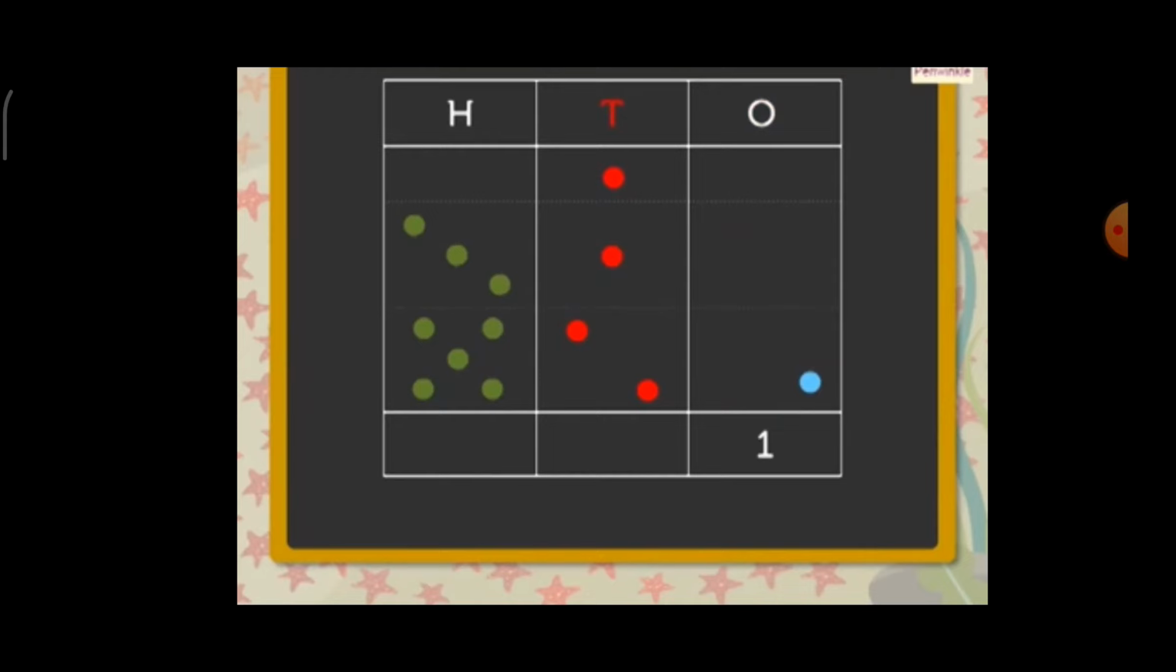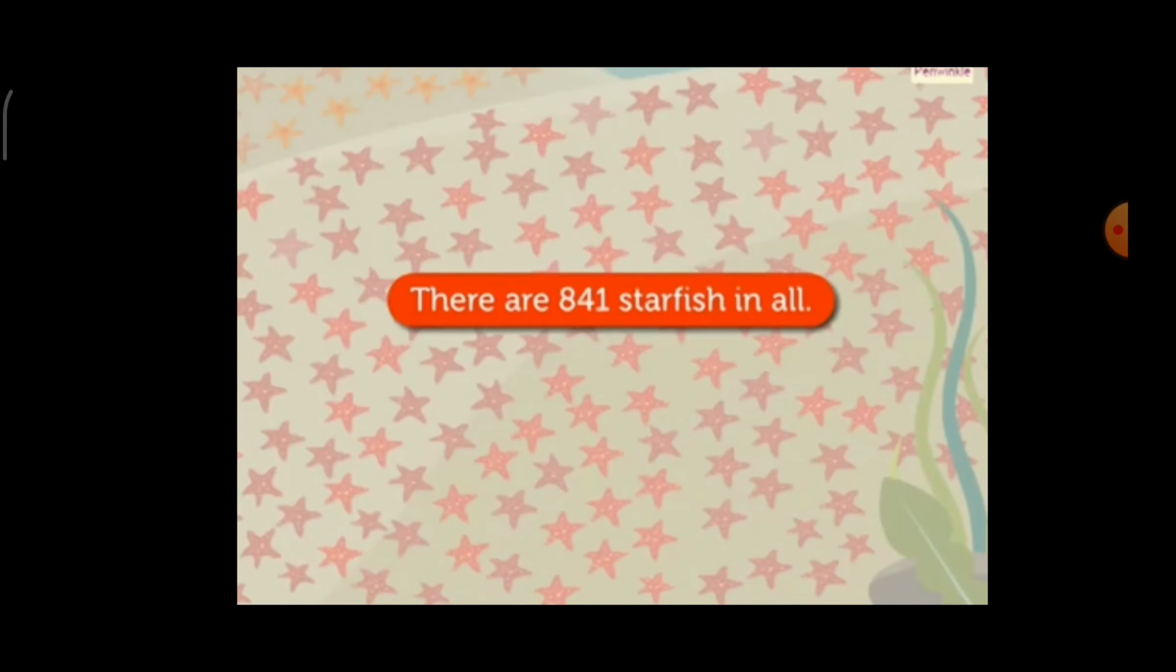Now add the tens, that is 1 red dot plus 1 red dot plus 2 red dots is equal to 4 tens. Now add the hundreds, that is 3 green dots plus 5 green dots is equal to 8 hundreds. So we get in all 8 hundreds, 4 tens and 1 one, which is equal to 841. Thus, there are 841 starfish in all.